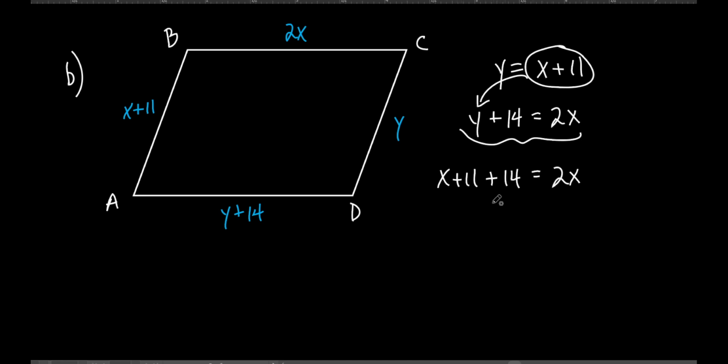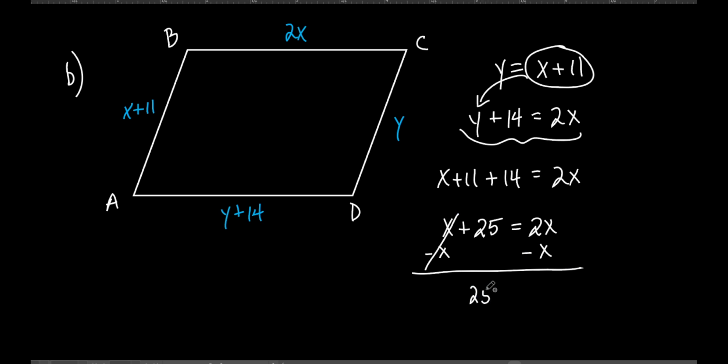And now it's pretty easy. So it's x plus, what's that? 25, right? Yep. X plus 25 equals 2x. We have to get x on the same side. So I'm going to subtract an x from this side. I'm going to subtract an x from this side. That x cancels out. I'm left with 25. That equals 2x minus x. What's 2x minus x? It's x. So x equals 25.